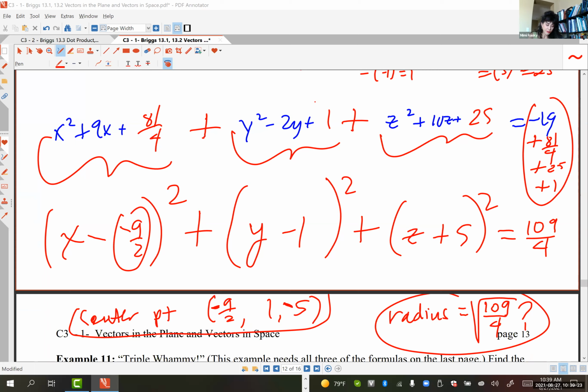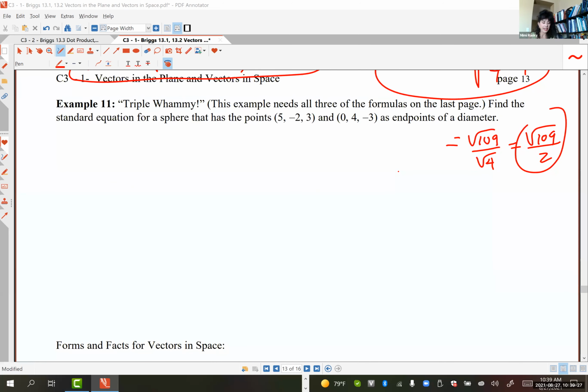Anything else for this problem? I think we're done. Let's do another sphere problem that's really classic. Most likely it'll be on a quiz or an exam. That's a big hint.